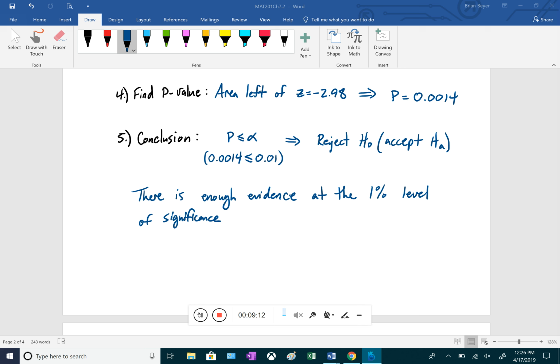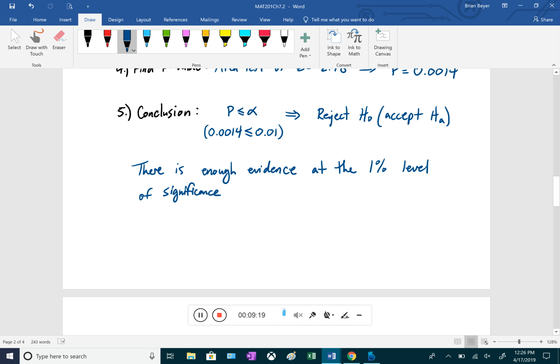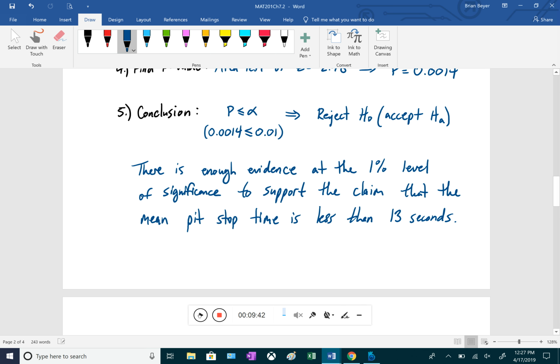at the 1% level of significance. I like to bring into play the alpha because that is really important. There is enough evidence at the 1% level of significance. We are accepting the alternative, so we are accepting the claim. So we can say there's enough evidence to support the claim. And now we just have to say the claim in terms of the problem: to support the claim that the mean pit stop time is less than 13 seconds. You need that conclusion in terms of the problem so it actually makes sense for what we're doing.